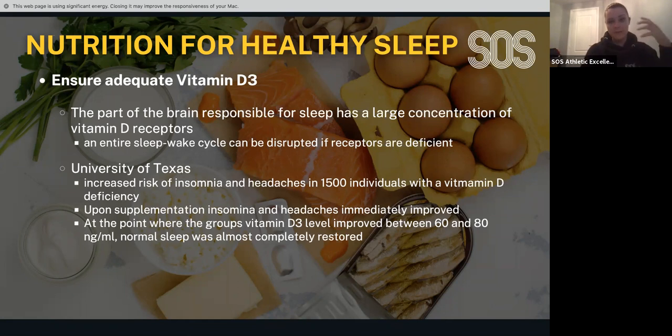So what they kept doing is kept supplementing them to the point where the levels of vitamin D had improved between 60 and 80, whatever that unit of measurement is, and then normal sleep function was restored. So that's just a really good study that does emphasize the fact that making sure we've got adequate vitamin D3, whether that be from our diet or supplementation, can have a positive effect on our sleep as well.